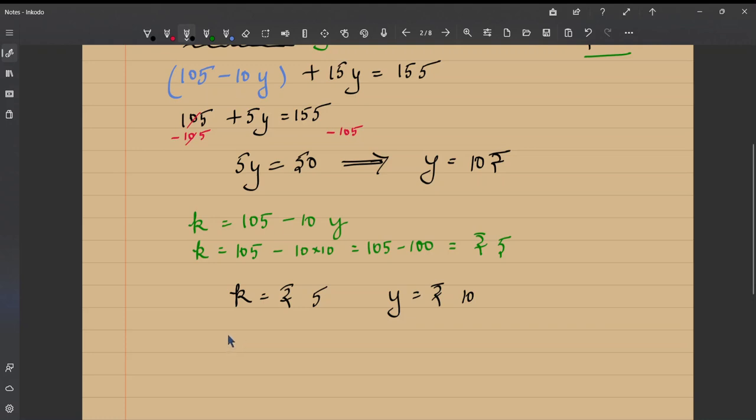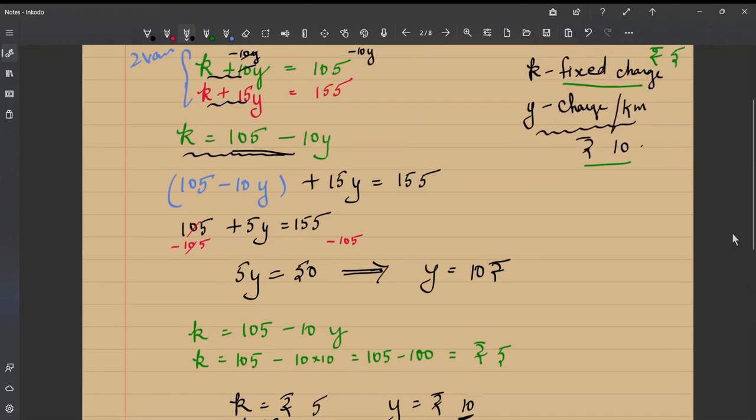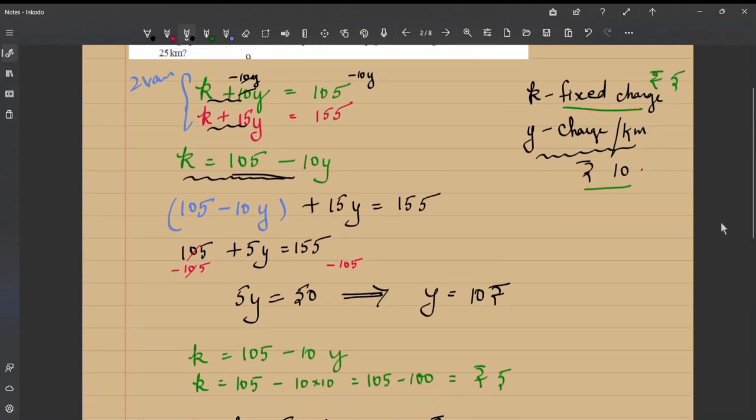He has to pay the fixed charge plus 25 into y, isn't it? Because he has to pay K plus 25y. So 5 plus 25y. So what is 5 plus 25y? 5 plus 25 into y, which is 10, so 10 into 25 is 250, which is equal to 5 plus 250. So the person has to pay rupees 255. Now if you want the steps, what I mean is, if you want the statements, you will have to start like this.